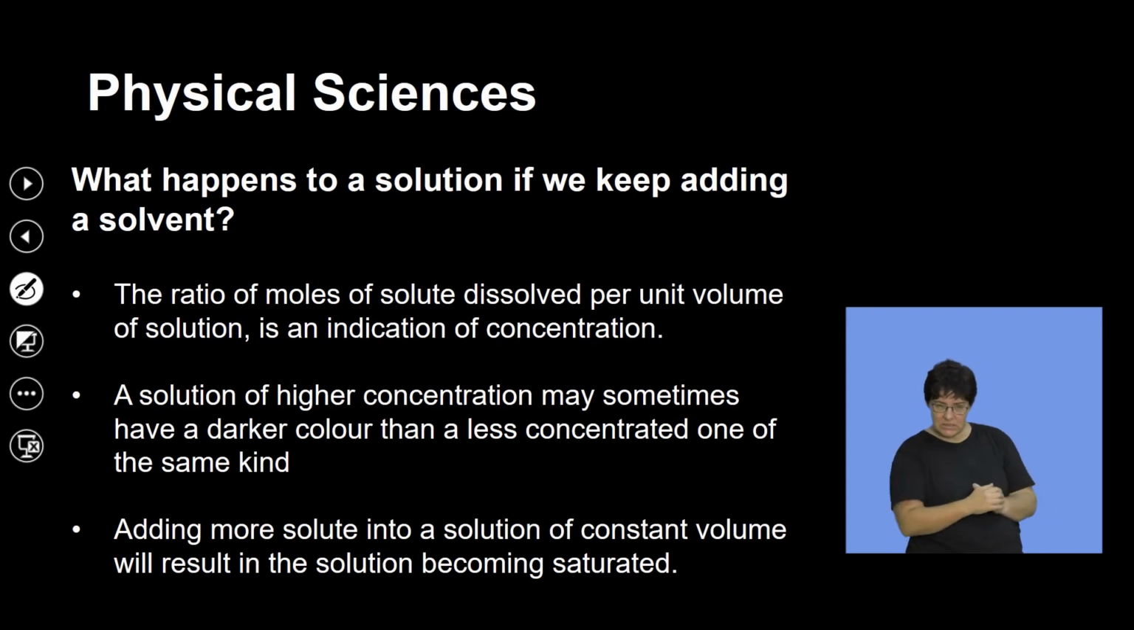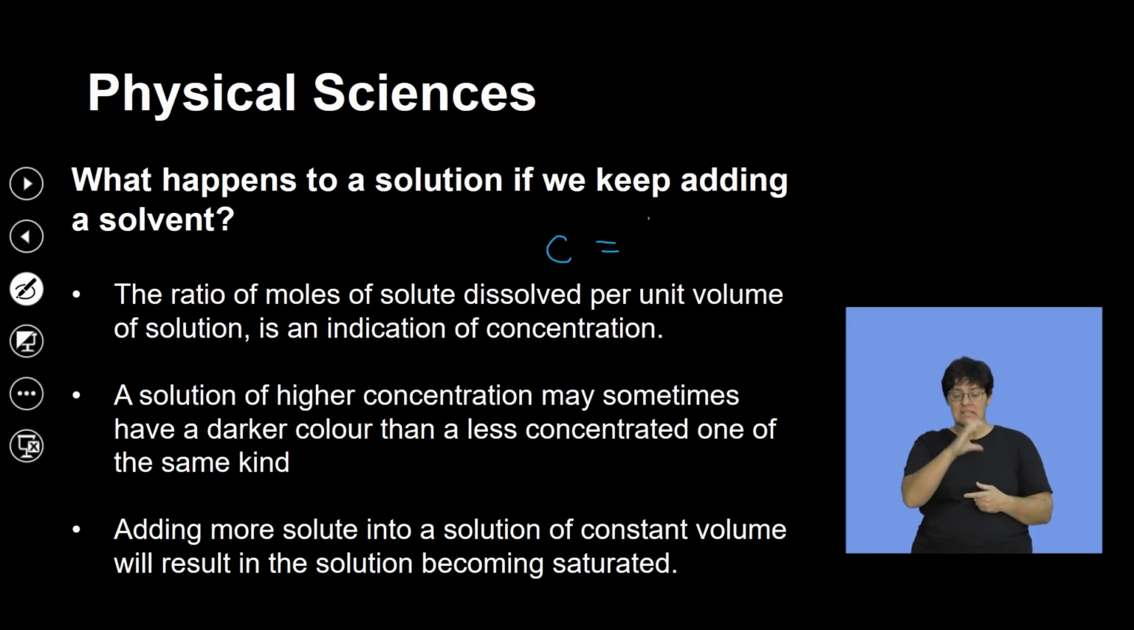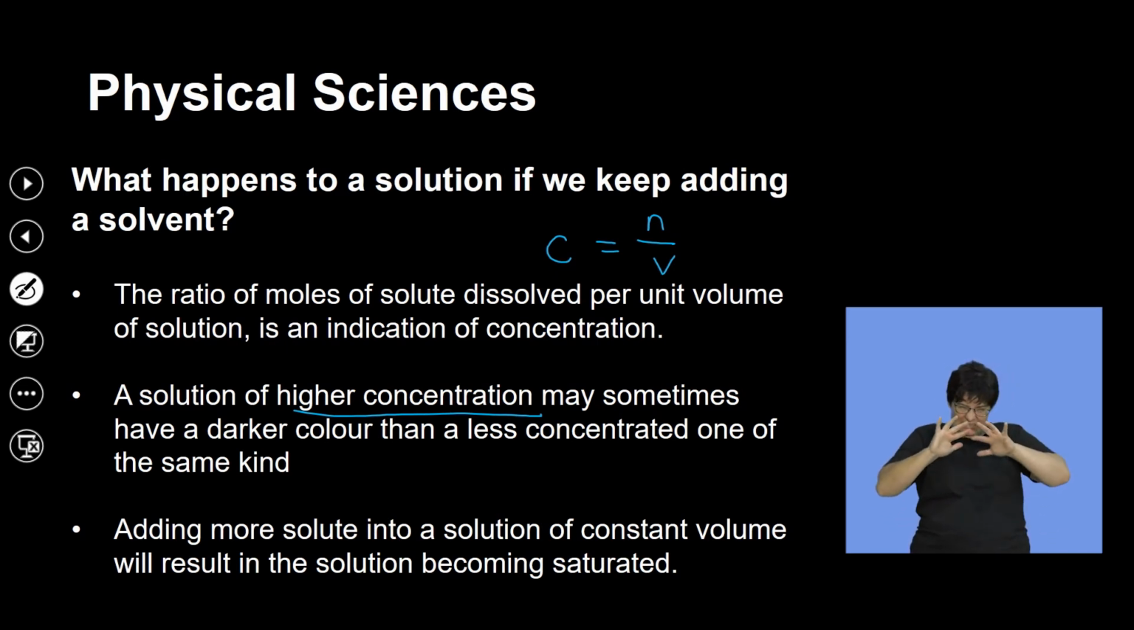Right, so what does this mean in terms of our understanding or our discovery? The ratio of the moles of solid dissolved per unit of solution is an indication of concentration. This actually speaks to the equation C equals n over V. Furthermore, a solution of a higher concentration may sometimes have a darker color. This is what we observe. If we added a lot of drink mix, the color was so strong, and the less concentrated one was comparatively lighter.